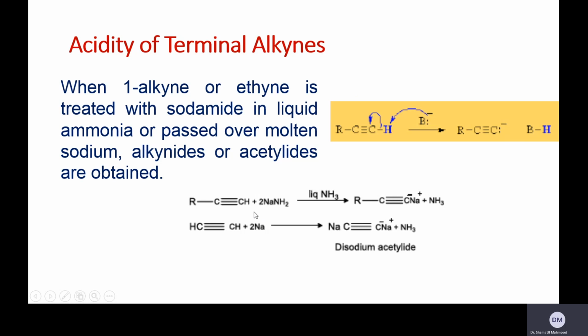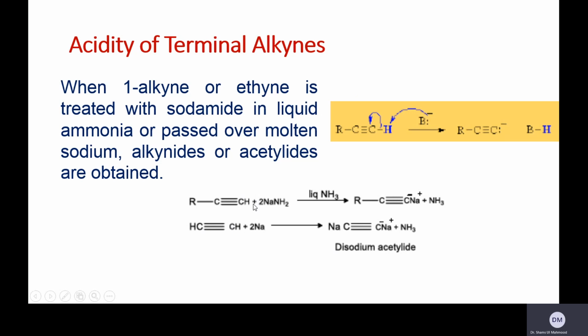So for example, we add sodium amide, so it will remove this hydrogen and we get sodium alkynide. Similarly, this is ethyne, so it has two acidic hydrogens. So we add sodium and we get disodium acetylide. So these hydrogens attached to the terminal alkyne, the hydrogen attached to sp hybridized carbon atom, this hydrogen is acidic and this is called the acidic nature of the alkynes.